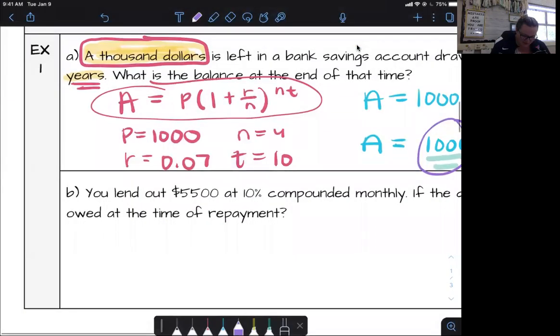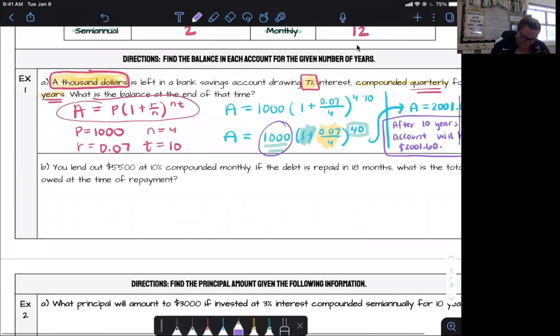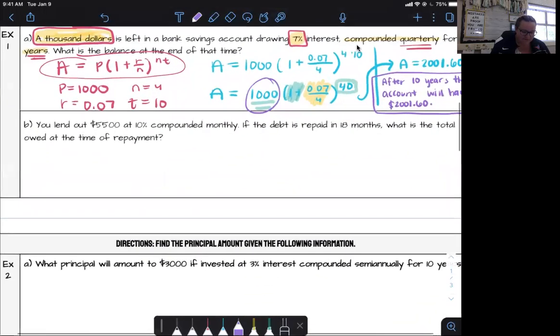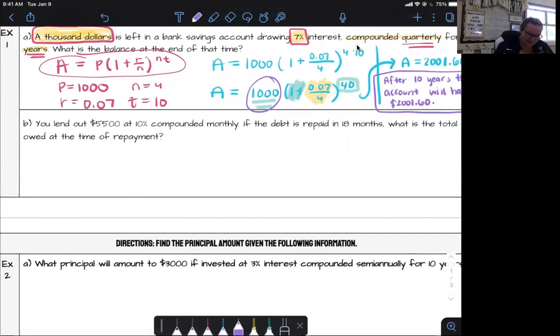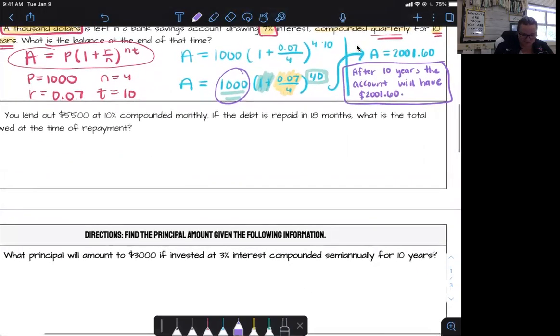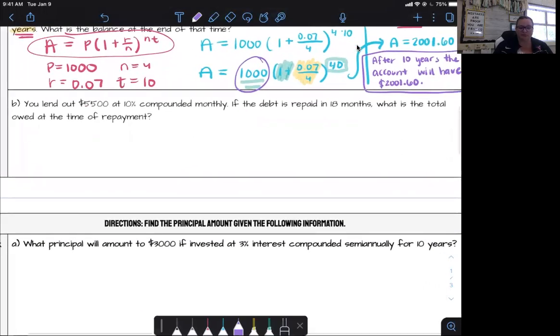I want you to go ahead and try example 1B on your own. You lend out $5,500 at 10% compounded monthly. If the debt is repaid in 18 months, what is the total owed at the time of repayment? So I'm going to highlight your important information: $5,500, 10%, compounded monthly, and 18 months. Here's a hint though. When we talk about time, we talk about time in years. You need to change 18 months to years. How many years is 18 months?